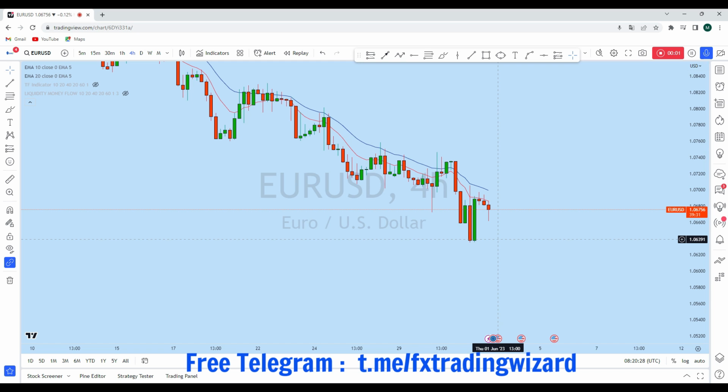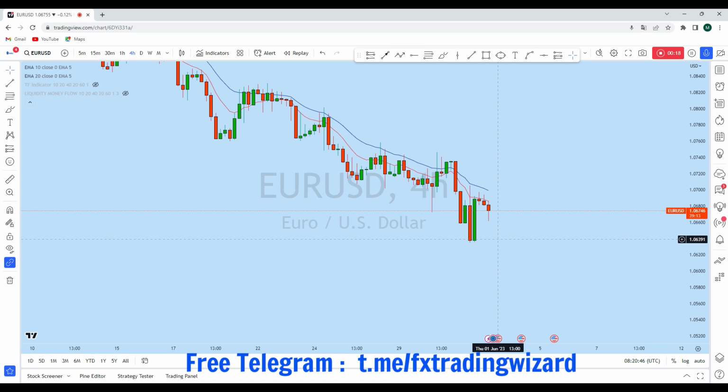Hello trader, I'm going to do a complete multi-time frame analysis on EUR/USD. Let's see what kind of trading opportunity we currently have in this instrument. Now from the lower time frame perspective, we can see that EUR/USD is showing a significant trading opportunity.